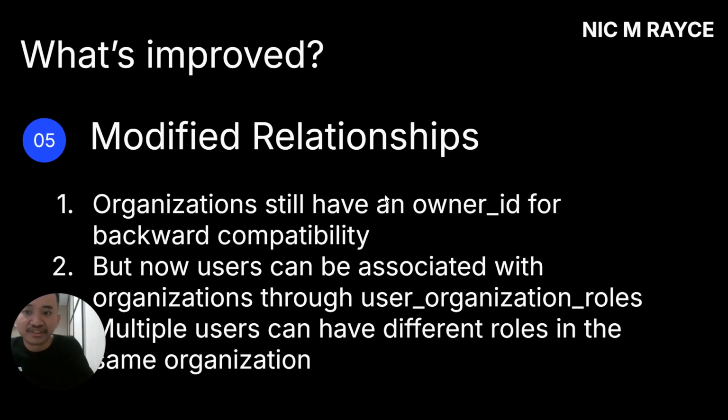Modified relationships. Now, I noticed that the previous database already has an owner ID column. However, I still retain that for backward compatibility. The only thing I add here is that users can then be associated with organizations. So there is a relation between users through their user organization roles. What does that mean? It means that an organization can have different users with different roles within the same organization. So we're adding that layer that was missing before.